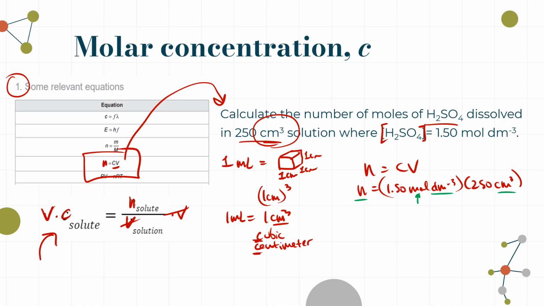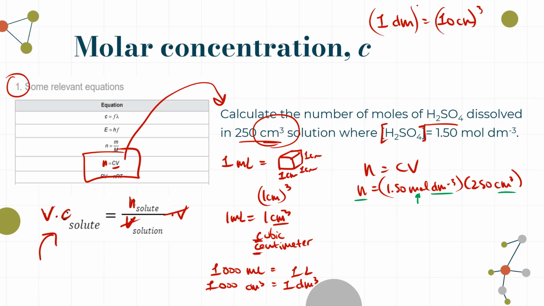Well, just like there are 1,000 milliliters in 1 liter, there's also 1,000 cubic centimeters in 1 decimeter cubed. Do you want proof? 1 decimeter is equal to 10 centimeters. So if I cube both sides, I get 1 times 1 times 1 is 1 cubic decimeter is 10 times 10 times 10. Oh yeah, it's 1,000 cubic centimeters.